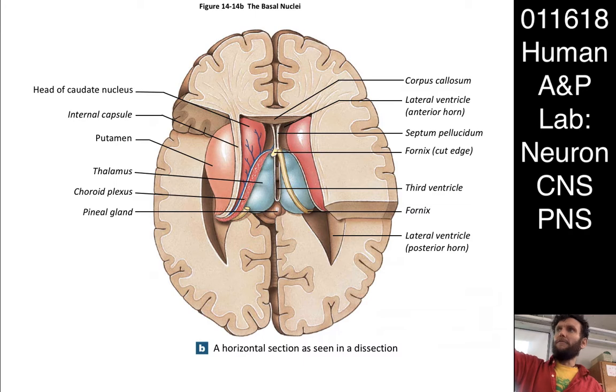But if you look at the ventricles, again, I'll show you. If you look at it, it looks like a moose to me. It looks like a moose with some big horns, giant horns.